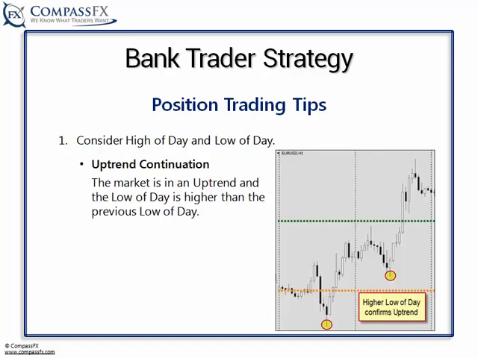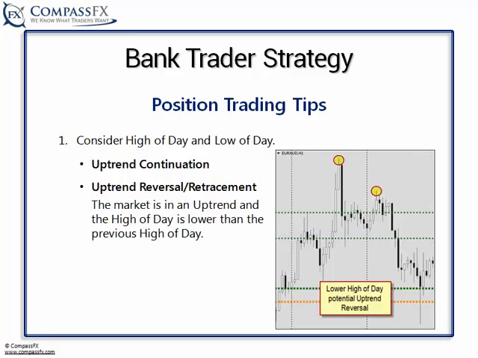Let's take a look. An uptrend continuation, the market is in an uptrend and the low of day is higher than the previous low of day, there's the potential for continuation of the uptrend. Whereas in an uptrend reversal or retracement, we can see that the market's been in an uptrend, but the high of day is now lower than the previous high of day, suggesting a retracement or reversal. Remember, a retracement is typically because of profit taking in the market, whereas a reversal is a shift in trend direction.